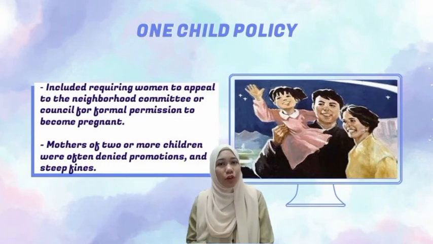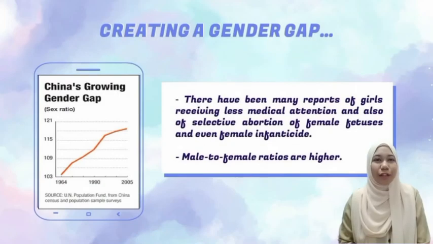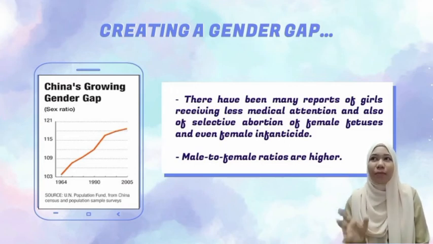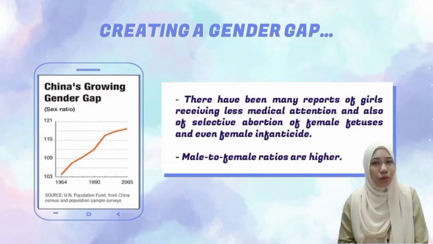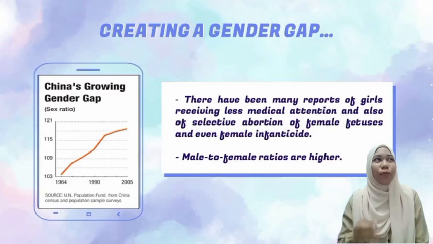Mothers of two or more children were often denied promotion and faced state fines. Given such policy and a strong cultural preference for boys, it is not surprising that there have been many reports of girls receiving less medical attention and also selective abortion of female fetuses and even female infanticide. The male to female ratio is seen to be higher.